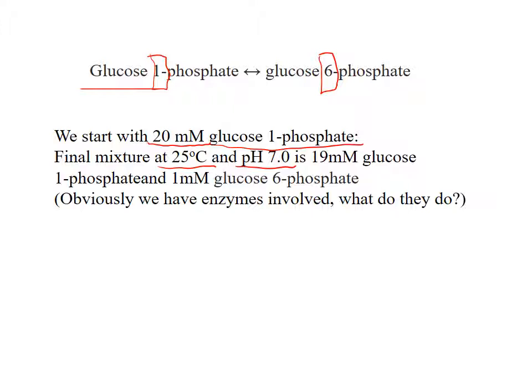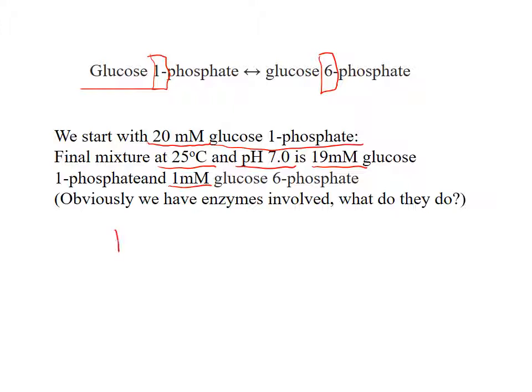This tells us that this is under biological conditions. And at the end, we get 19 millimolar glucose 1-phosphate and 1 millimolar glucose 6-phosphate. Obviously, here we have enzymes involved, but all they do is speed up reactions, and they do not affect the final concentrations of the reactant and product. So let's dive into it.